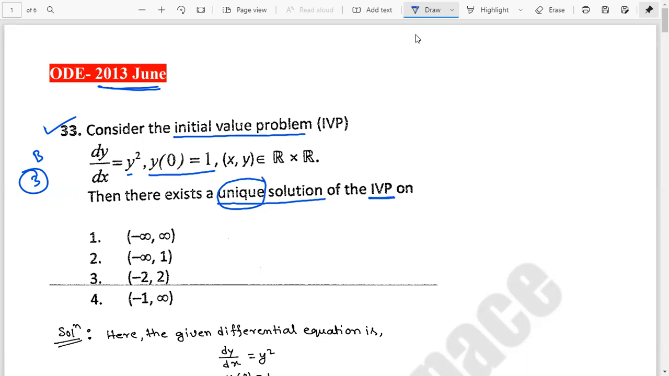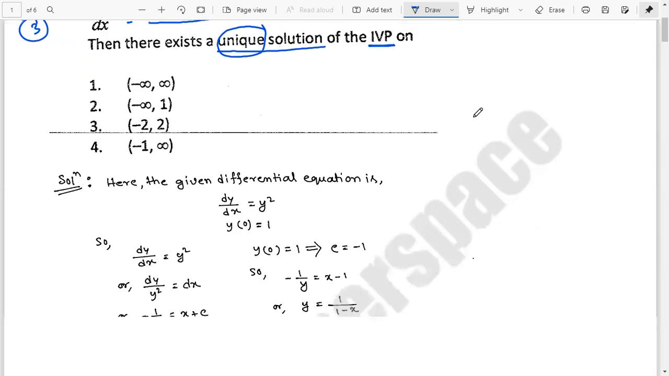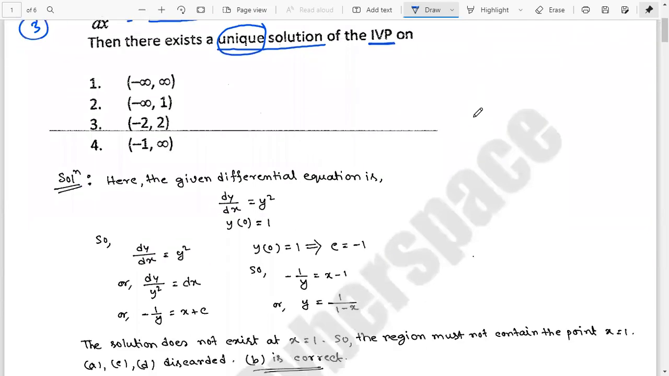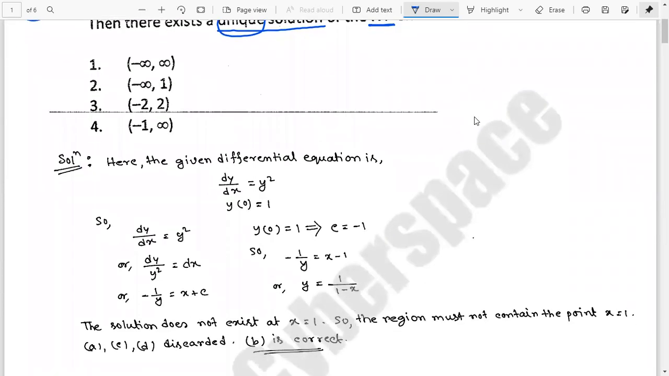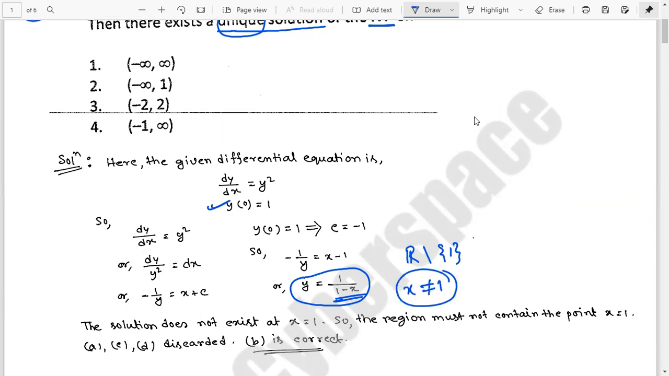Okay, so if we solve the problem dy/dx = y², and use this initial condition, we will get this solution: y(x) = 1/(1 - x). And this solution, y = 1/(1 - x), will exist in the whole of R except the point x = 1. That means x must not equal 1 in the region.